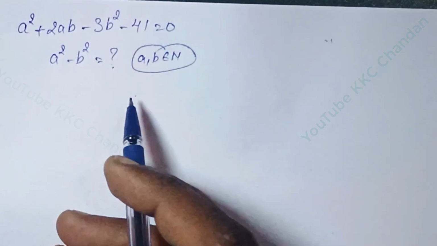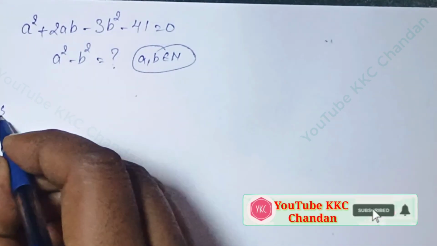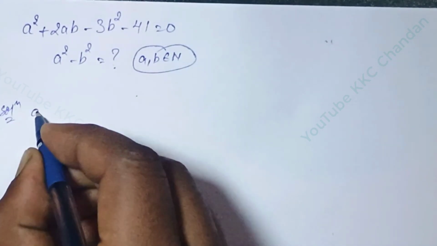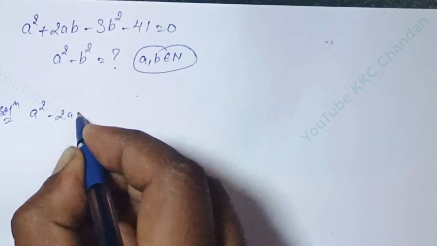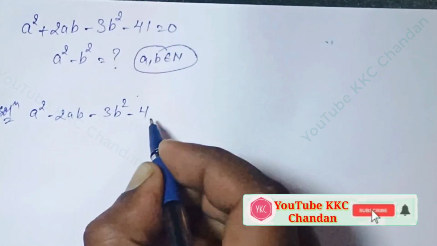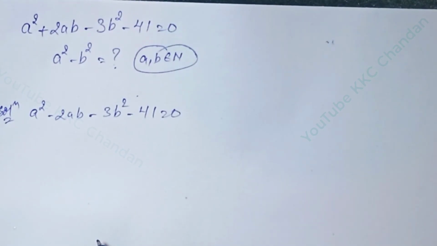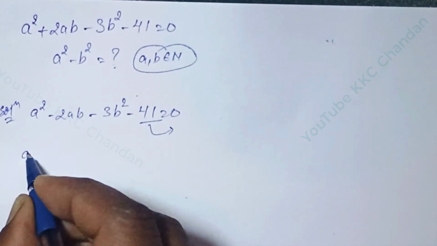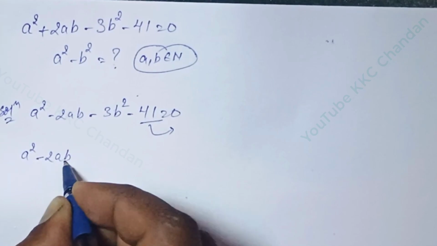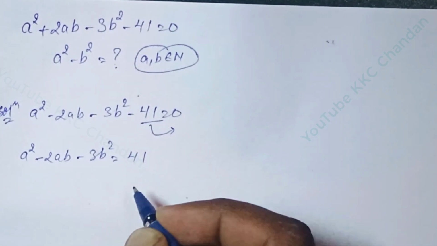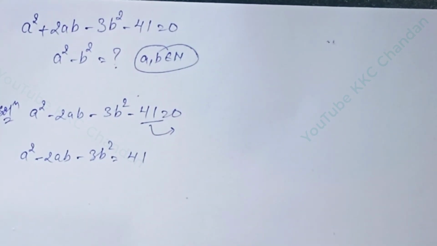Let's start the solution. First of all, see here, according to the question, a square minus 2ab minus 3b square minus 41 is equal to 0. After the next step, this 41 comes to this side. See here, a square minus 2ab minus 3b square is equal to 41.